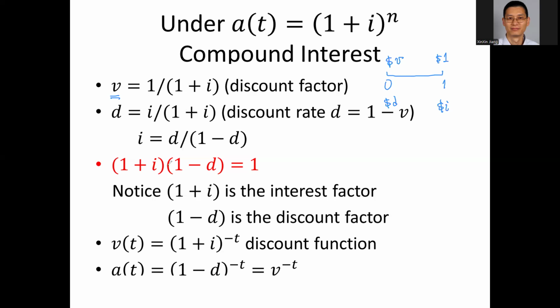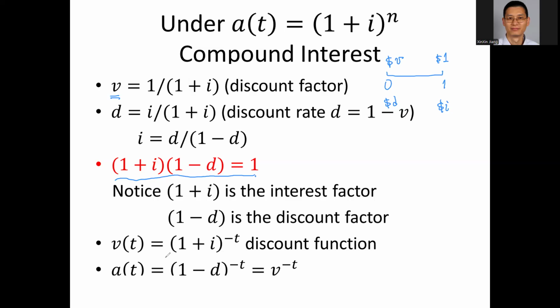And the key formula is still this. 1 plus the effective interest rate times 1 minus the effective discount rate is 1. And 1 plus i is the interest factor, and 1 minus d is the discount factor. So you multiply amount by the interest factor, you will get the accumulated amount. If you multiply some value later on by the discount factor, you will get the value right now.